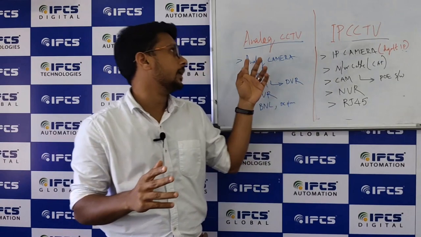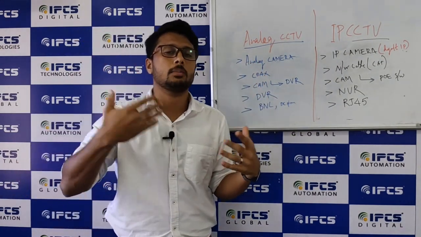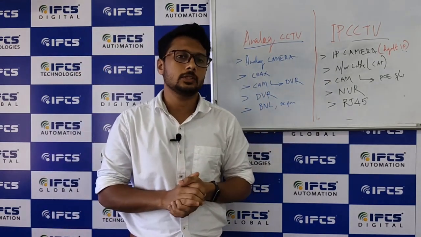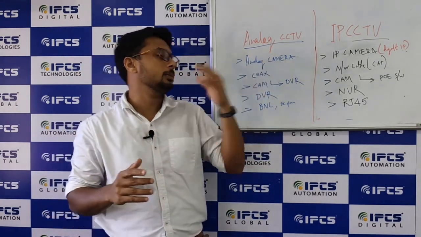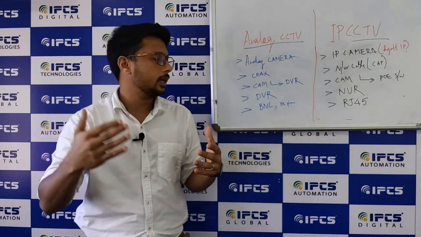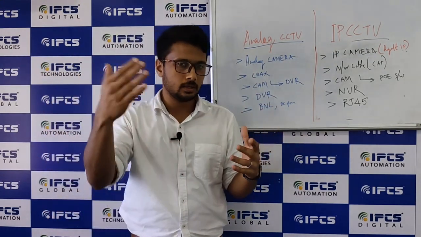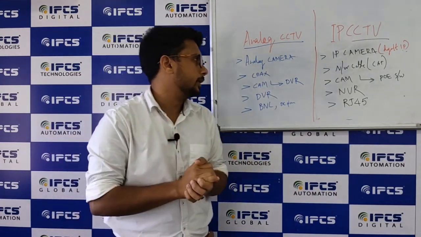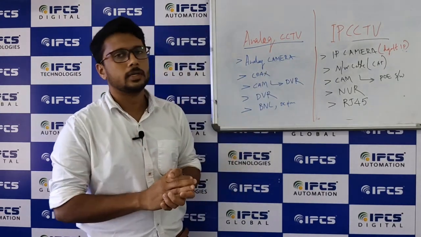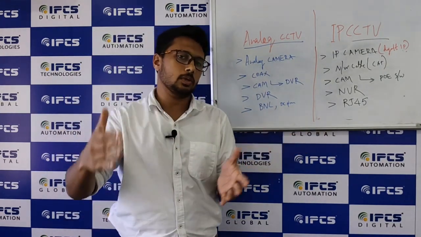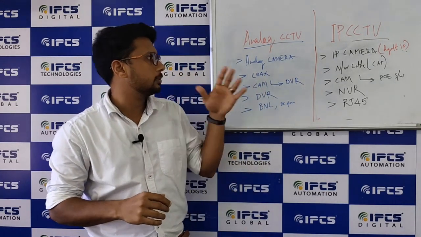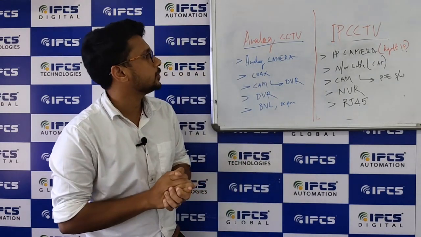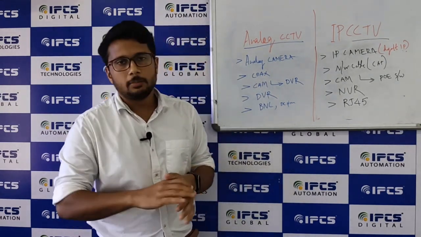This is not the case in the analog CCTV system. Even a normal person can easily install an analog CCTV system. But this is not the case for an IP CCTV system. We need to change the default IP to another IP depending upon the router's internal IP or gateway. Then we need to change this default IP to a particular pattern, one by one. Maybe I will explain how to configure the IP in the coming videos. So for the time being, that's all.